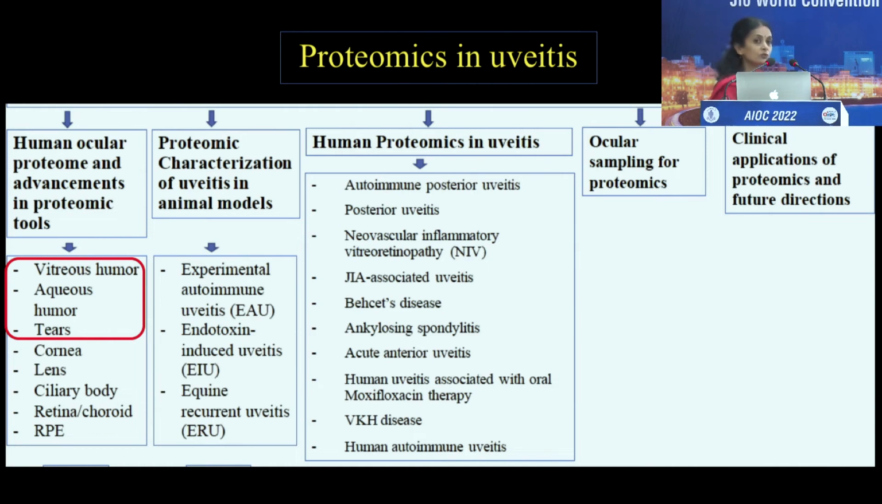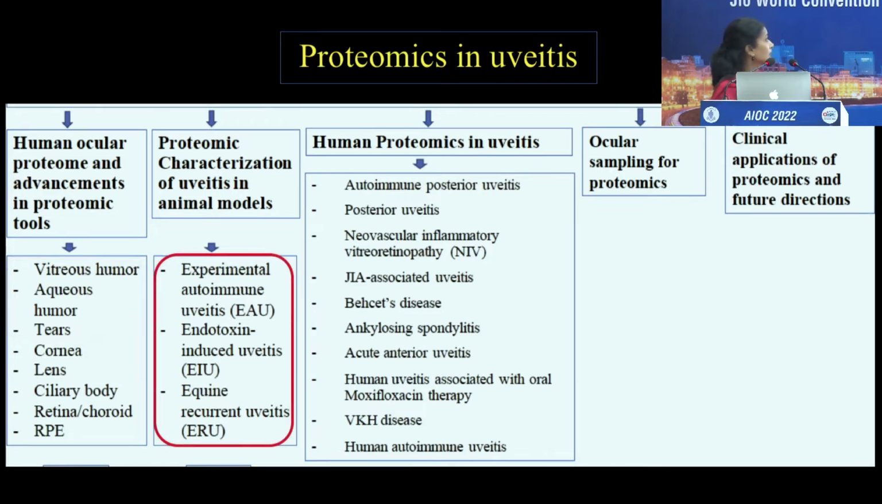So coming to the use of proteomics in uveitis, we have various ocular samples in the form of vitreous, aqueous, tears, cornea, lens, and so on. By and large, vitreous, aqueous, and tears have been the repositories for doing the proteomics work in uveitis. A lot has been done in animal models, and after this extensive work, now we have publications coming up in various autoimmune diseases in proteomics.